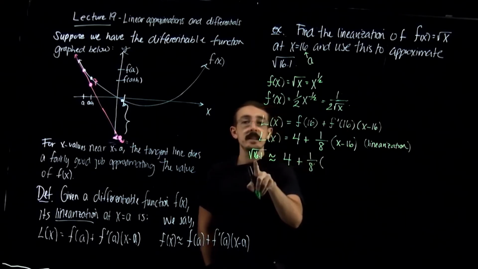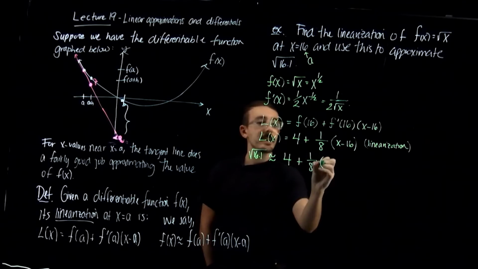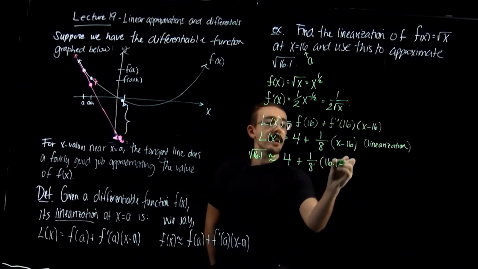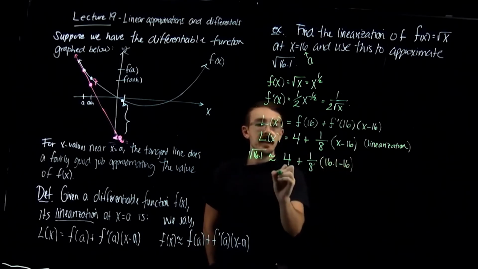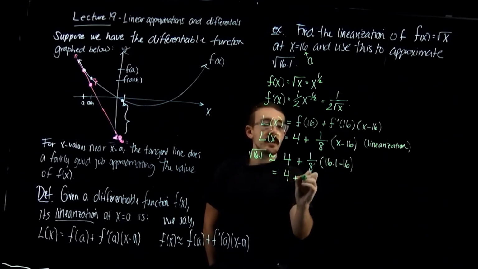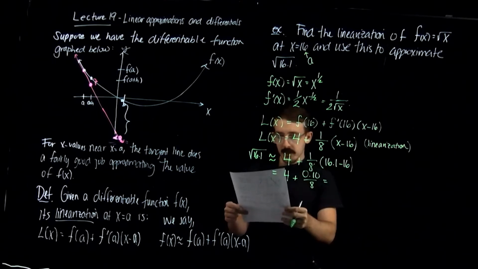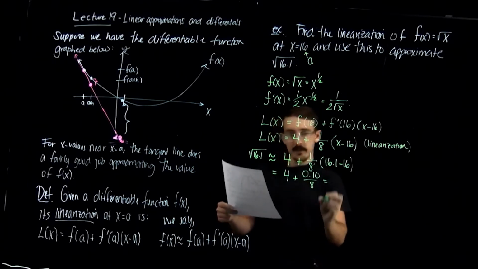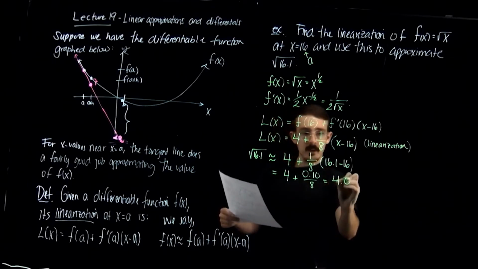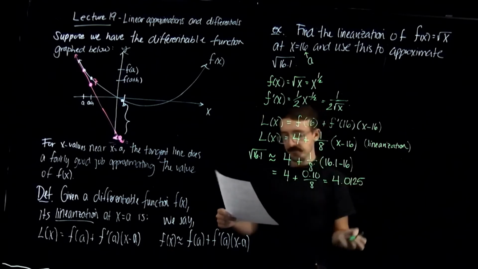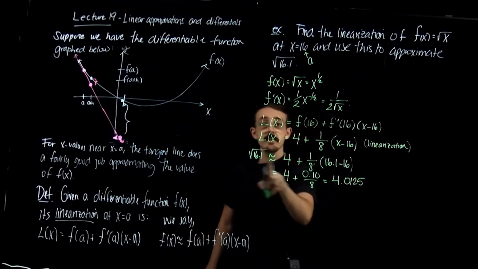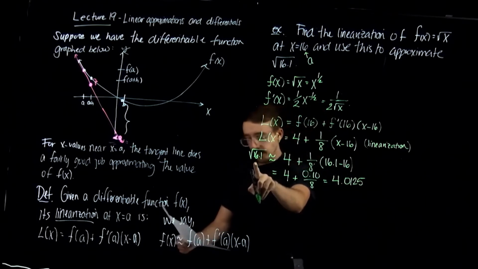The square root of 16.1 is approximately 4 plus 1 over 8, and now I want 16.1, so that's the x I'm plugging in. So 16.1 minus 16. This is equal to 4 plus 0.10 over 8, which is equal to, let me see, I have a decimal here, 4.0125. So this is an approximation for this actual value.